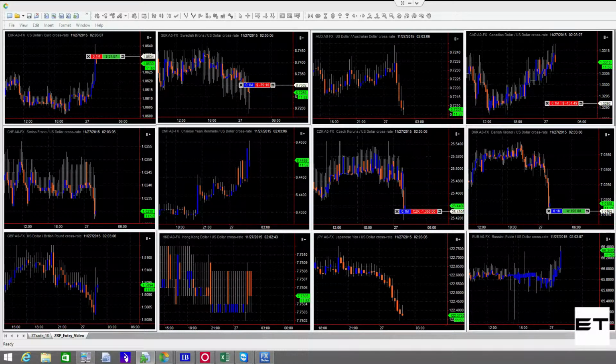As you guys can see on the screen, our software did enter on six currencies. It entered on the Euro USD, the Swedish krona, the Czech krona, the Danish kroner, the Canadian dollar, and it also entered on the British pound. But for whatever reason, the chart isn't picking up our entry, but it's in a short right now, and it's currently positive.